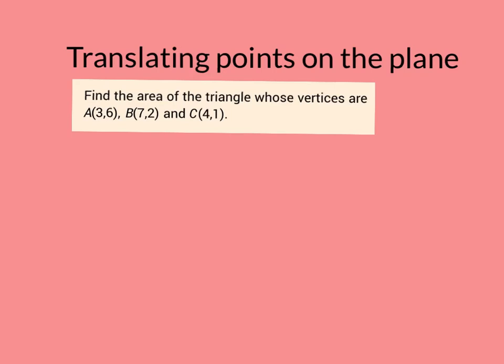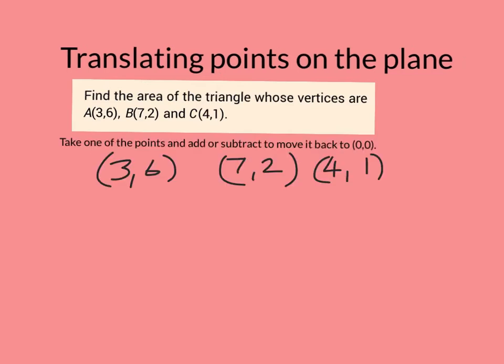Okay, so we're going to go through an example now where none of our vertices is the point (0, 0). What we do in this case is translate the points. We literally just move any one of these points down to (0, 0), which shifts the whole triangle. The first thing we do is take one of the points and add or subtract to move it back to (0, 0).